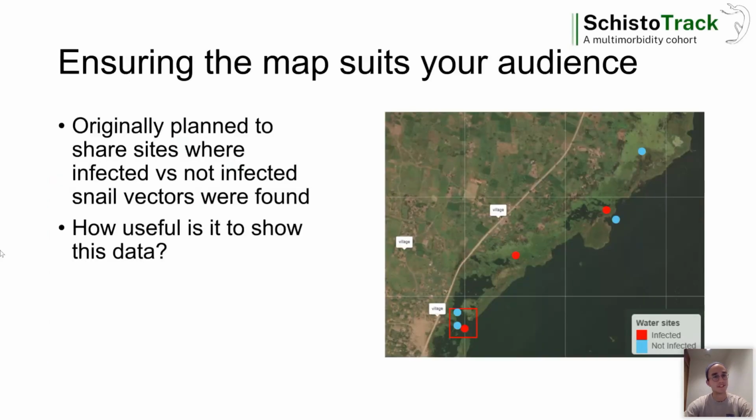Ensuring that maps suit your audience is an important consideration when presenting data visualizations in this way. This map shows water sites that are keyed by their infection status with the snail intermediate hosts. We'd originally planned to show these in community engagement with the study populations, but we decided against it because in the red box at the bottom, you can see it shows an infected site right next to a non-infected site. Knowing that the distributions of the snails can change, especially across seasons, we wanted to avoid giving the message of certain sites being safe to visit when this is not always guaranteed to be the case.